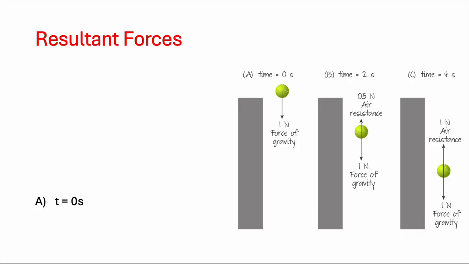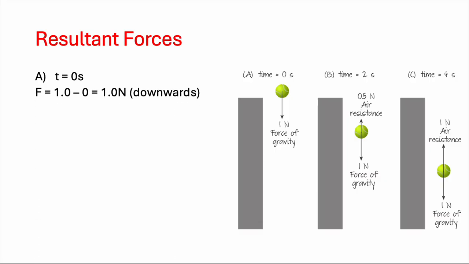Okay, we look at A, at time equal to 0. It's fairly simple. We only have one force, and so therefore we have 1 Newton acting down. The total resultant force is going to be, well, 1 Newton take away nothing, which is therefore 1 Newton downwards. We've got a total force of 1 Newton downwards. And we could ask, what will this then do to the ball? Well, if the force is downwards, it will accelerate downwards. This ball is going to get faster and faster.